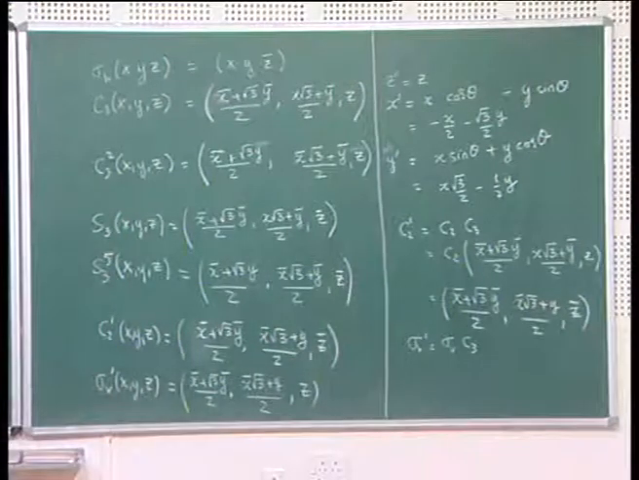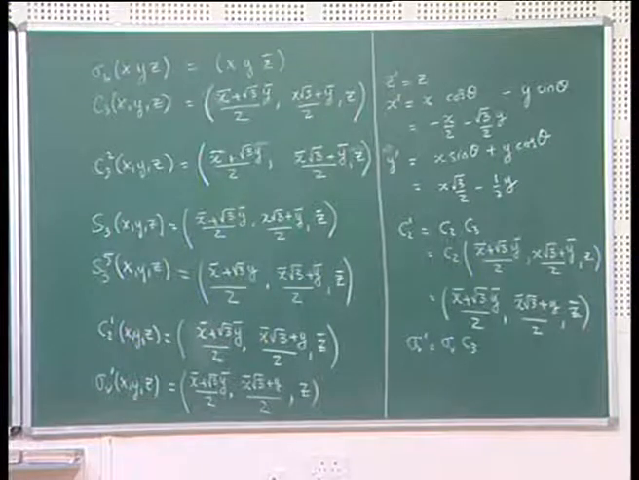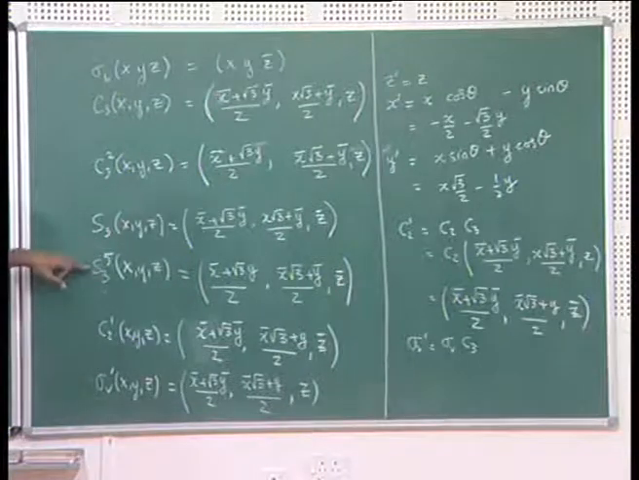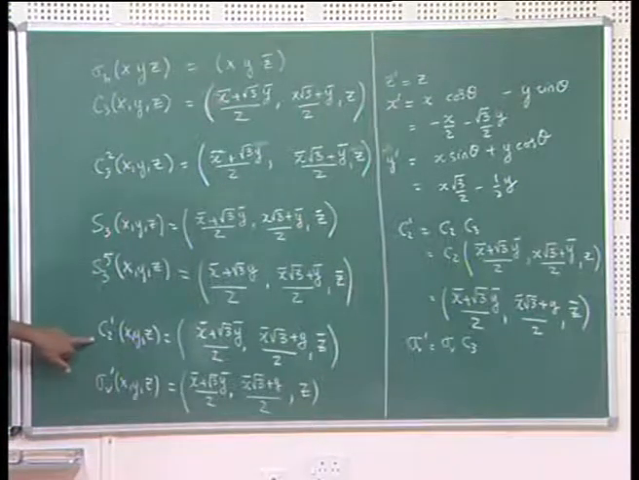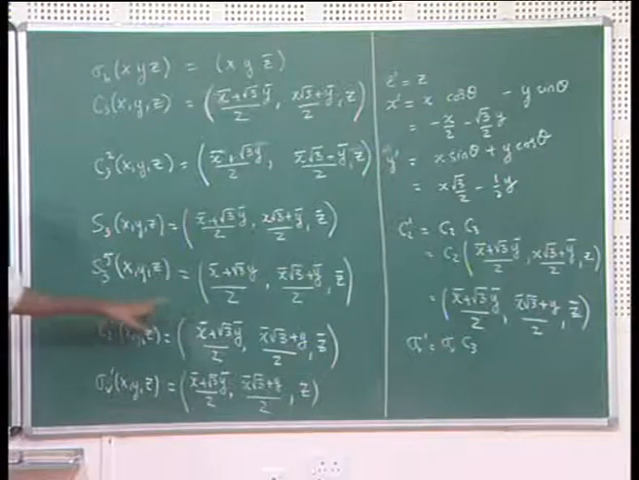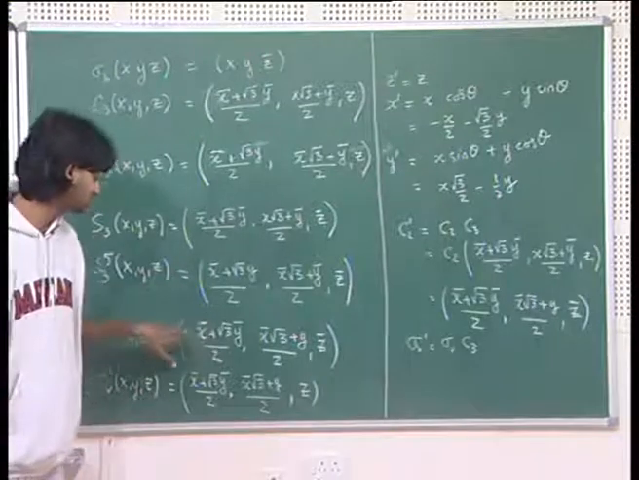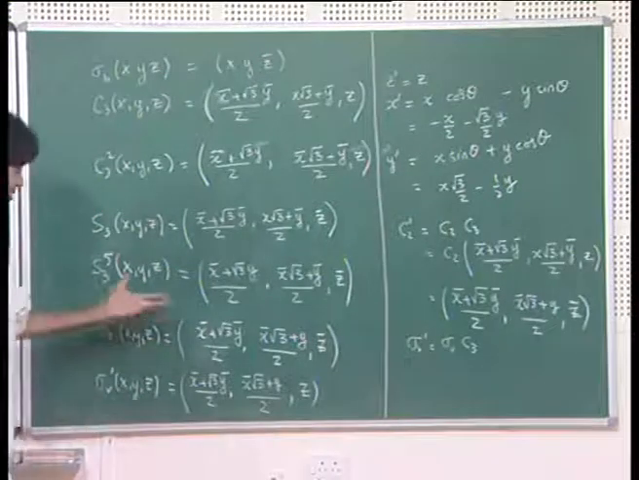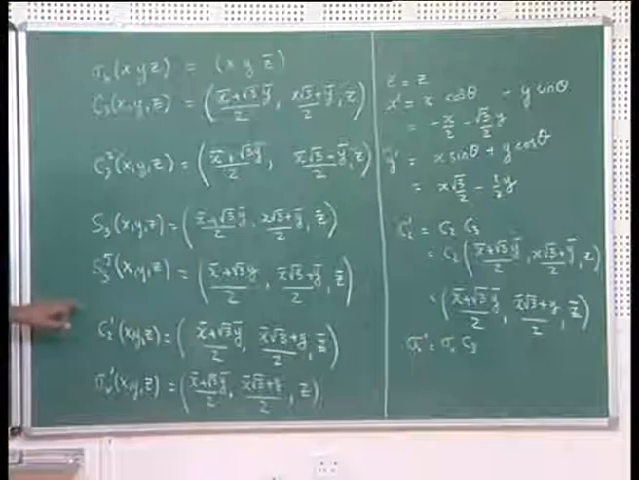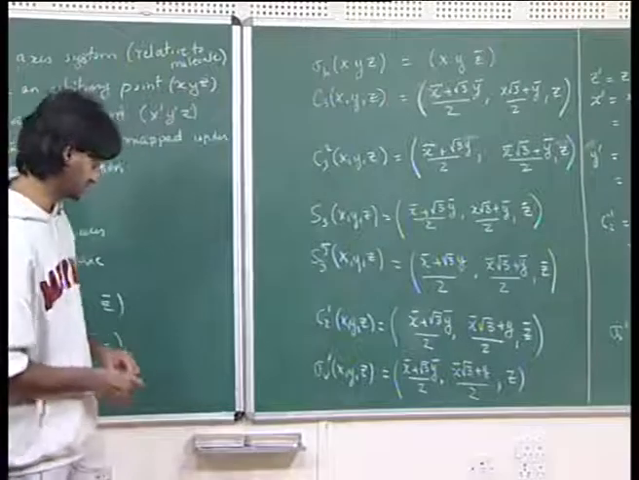And the nice thing about this sort of representation is that you can take products of operations very easily. If you do S3 phi followed by C2 prime, you can easily show what points it will map onto. You can easily calculate what the result of various operations is.